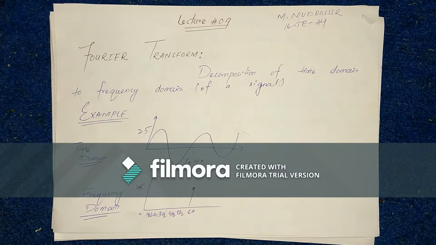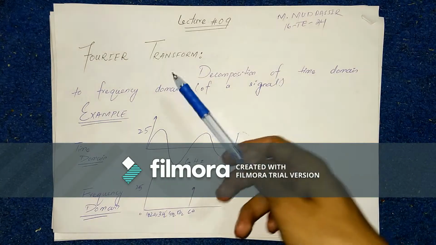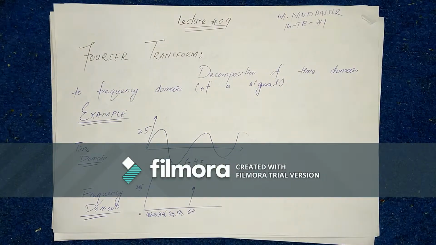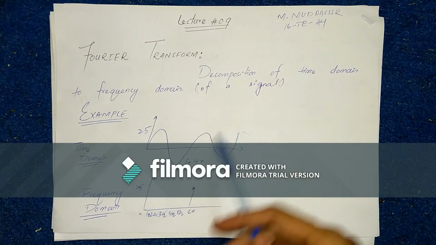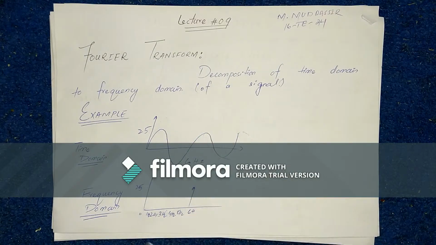Today we will discuss lecture 9 of DSP, in which we will discuss the Fourier transform in detail and its uses. First of all, let us discuss the Fourier transform. The decomposition of the time domain to the frequency domain is called the Fourier transform of a signal in general. Now, what is a Fourier transform and why is it required?